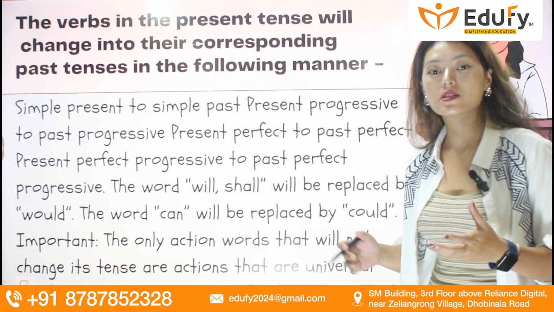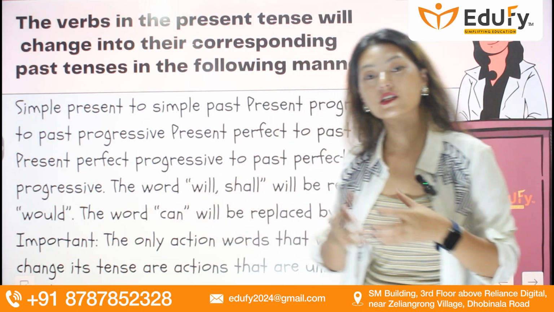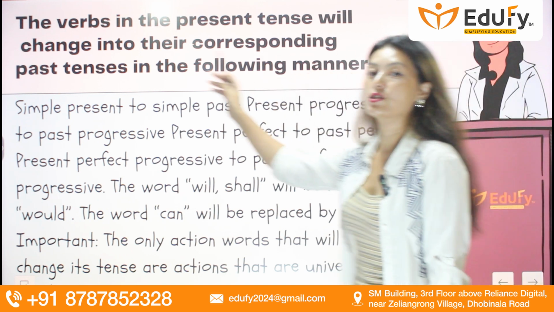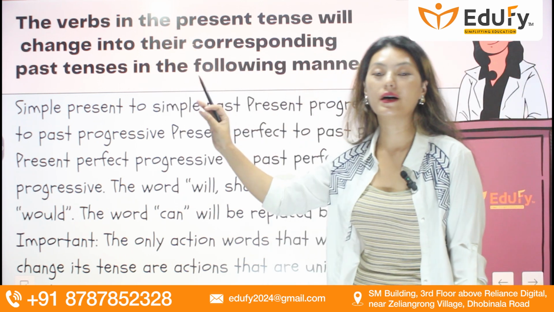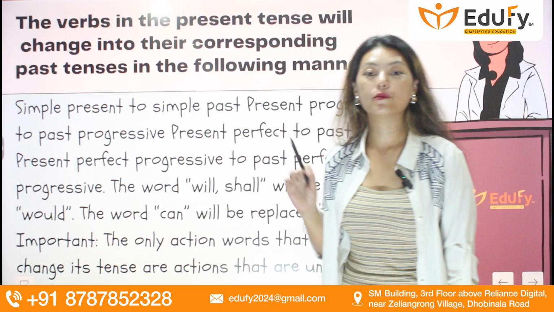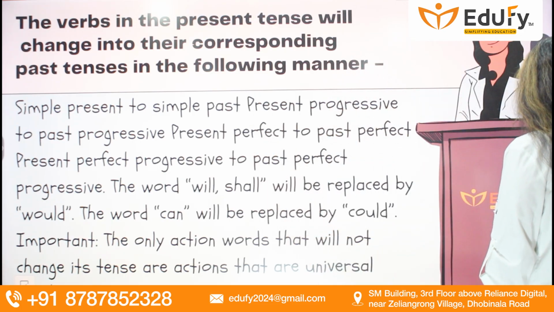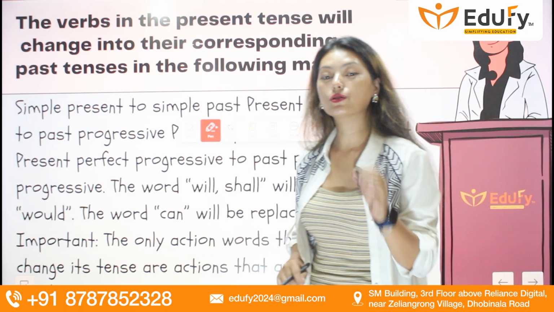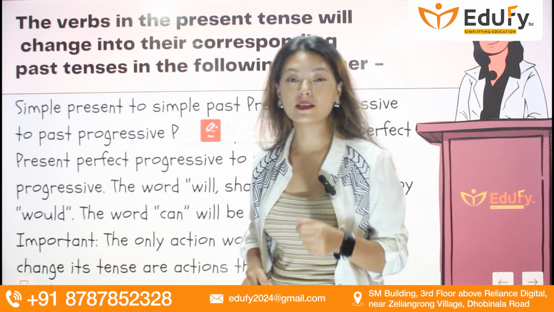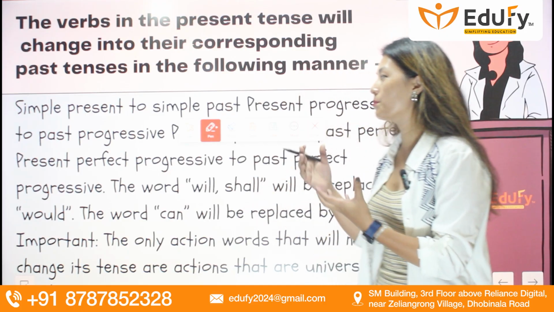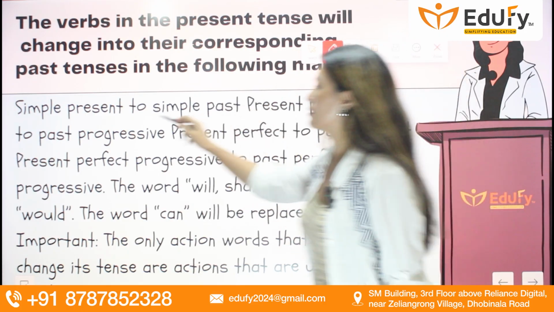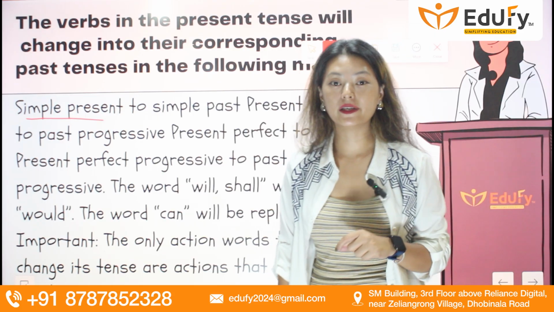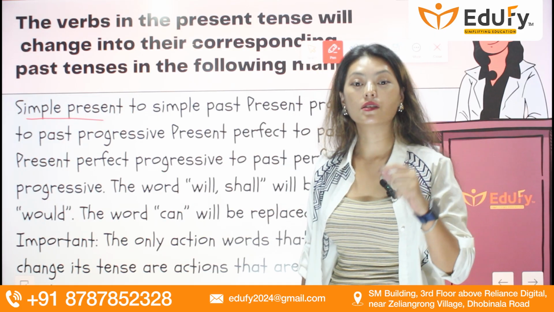So what are the changes that we make in direct speech to indirect speech to make a complete sensible sentence? The verbs in the present tense will change into their corresponding past tenses in the following manner. What am I saying through this? Whenever we change a sentence from direct speech into indirect speech, we also have to focus on one thing, and that is the tense of the sentence. If the direct speech is in the simple present tense, for example, I walk home every day, that is a present tense in the simple form.